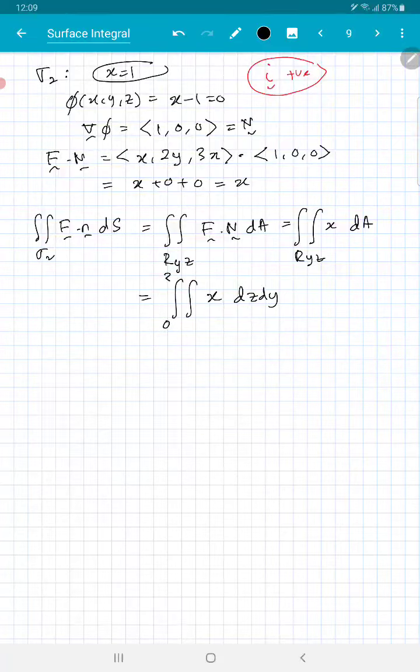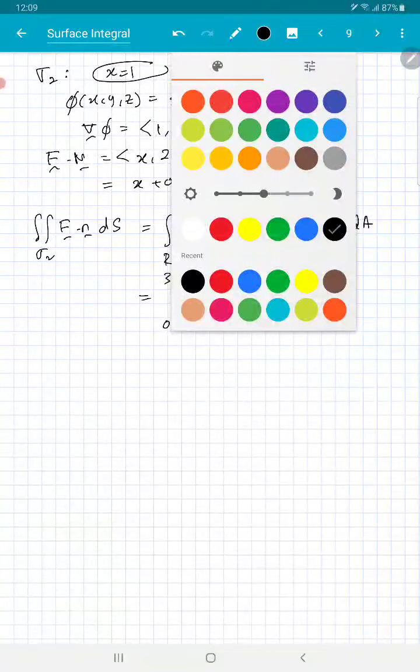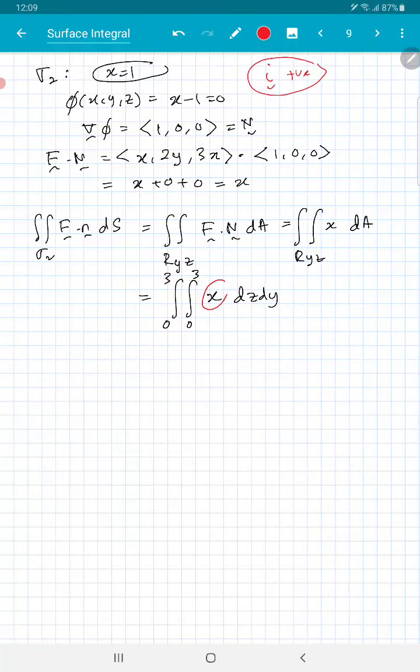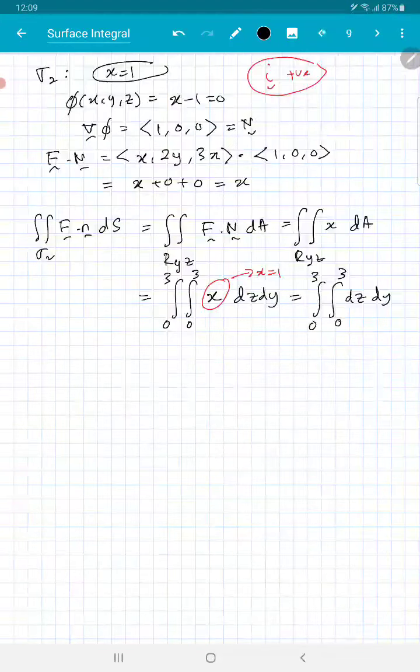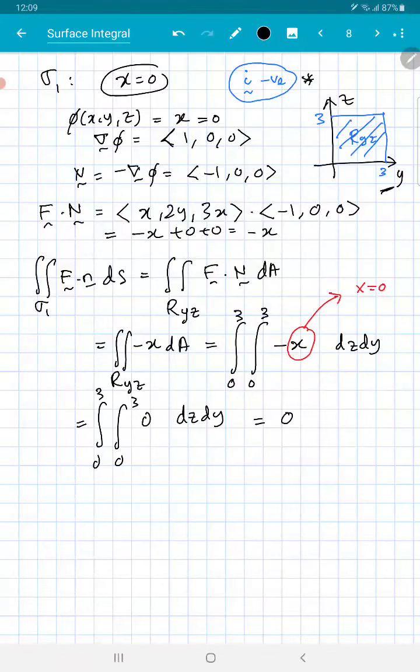So y is from 0 to 3 and z is also from 0 to 3. And now we need to change this x here with our surface. Remember, the surface of sigma 2 is x equals 1. So we end up with calculating the integral of dz dy, 0 to 3, 0 to 3, which is really the area of your region. And you can see that the area is the area of a square, which is 3 times 3, which is 9.